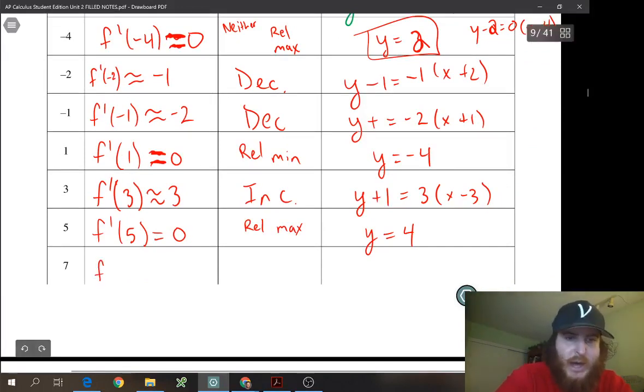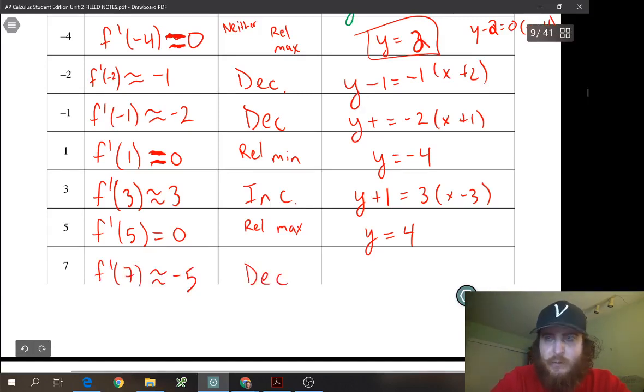And our last one, I estimated mine to be negative 5. This one was kind of a hard estimate. If you got negative 4, you got negative 6, you got something around there, that's okay. It's decreasing. And so we should have y plus 1 equals negative 5 times x minus 7.